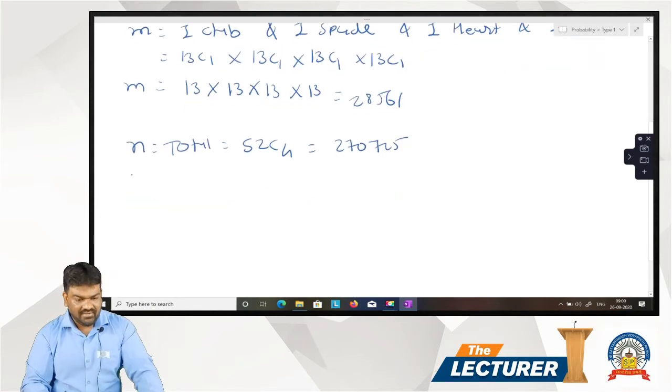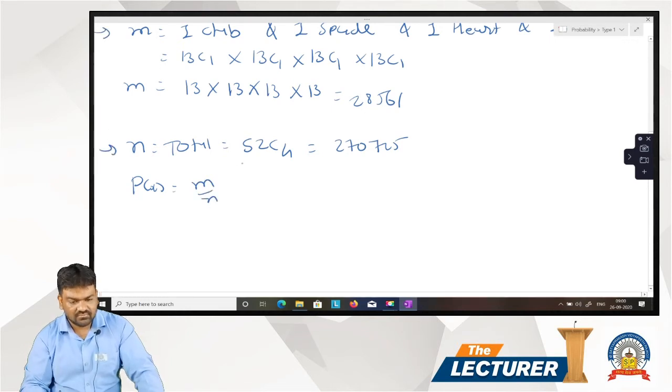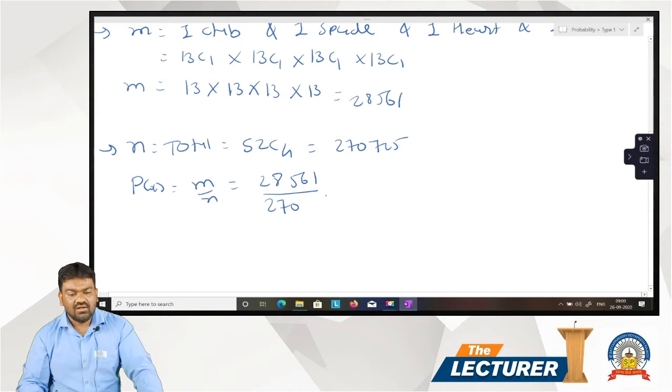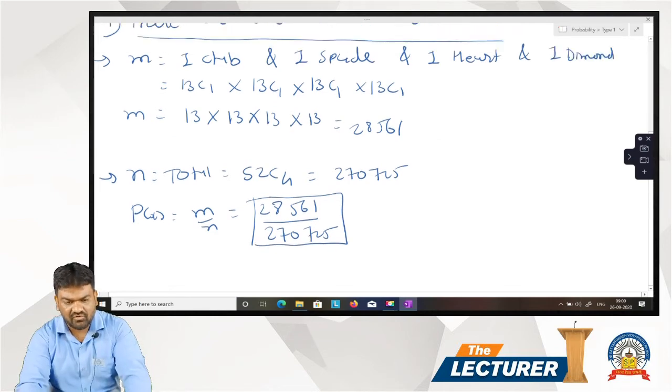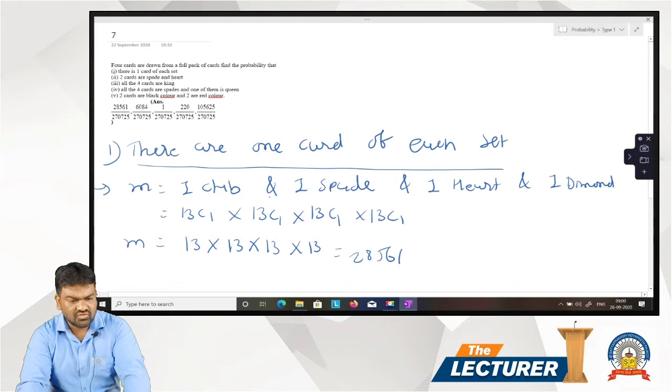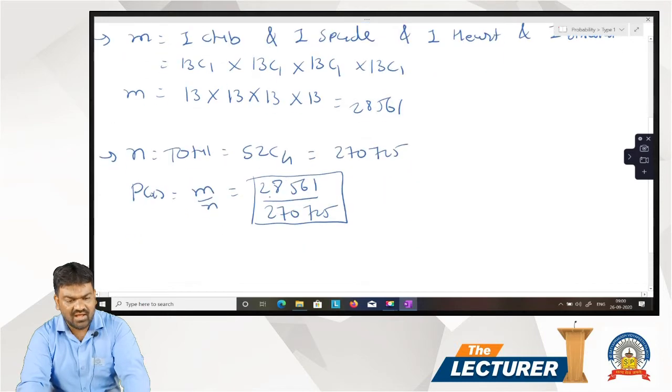Now probability: favorable result divided by total result. Favorable result for one card of each set is 28561. Total result 270725. So this is your first answer, 28561 divided by 270725. Second, 2 cards are spade and 2 are heart.